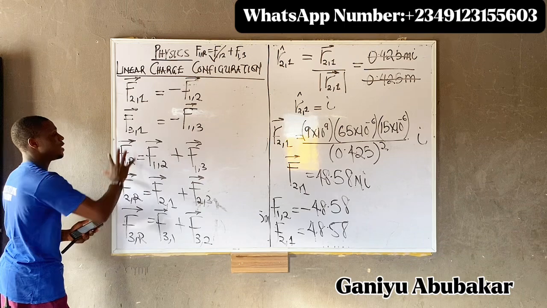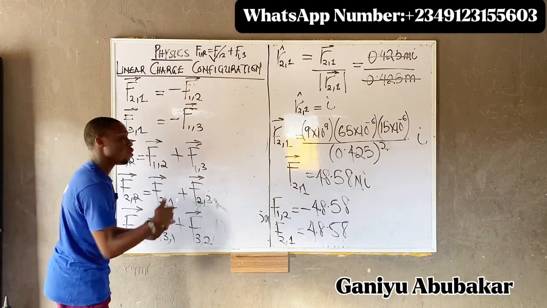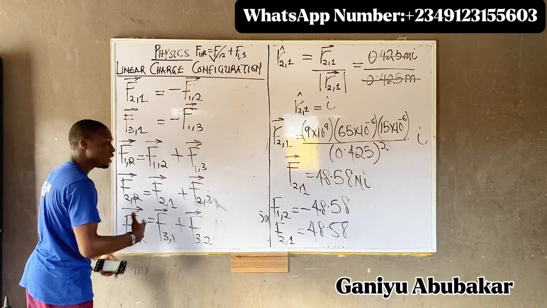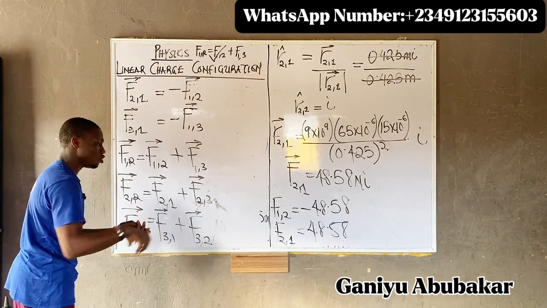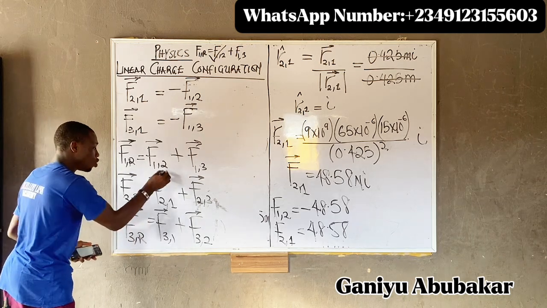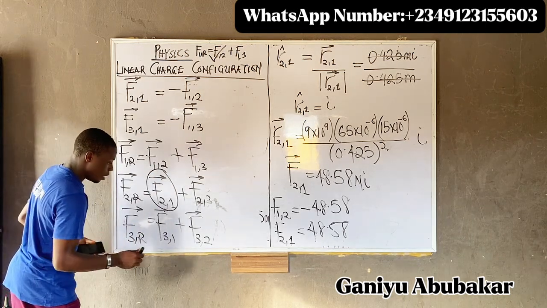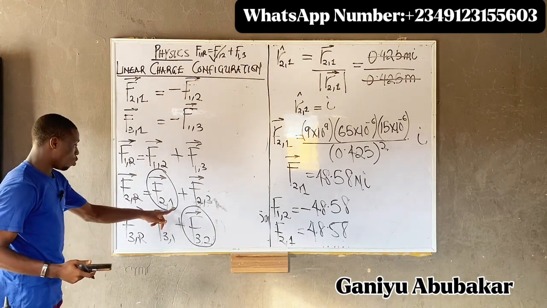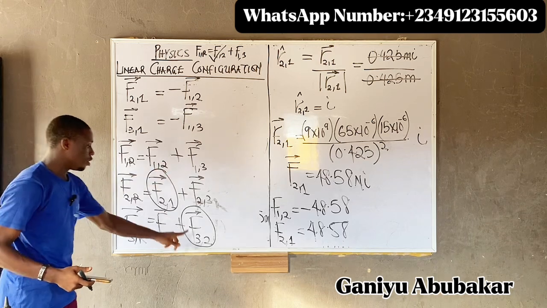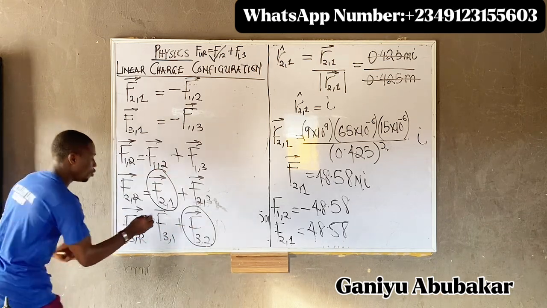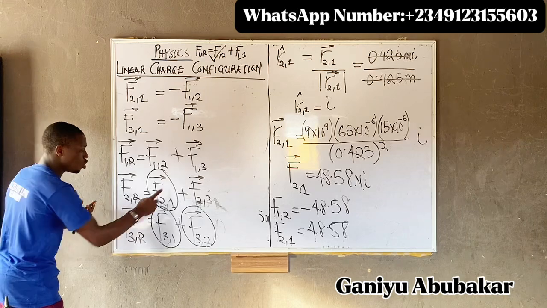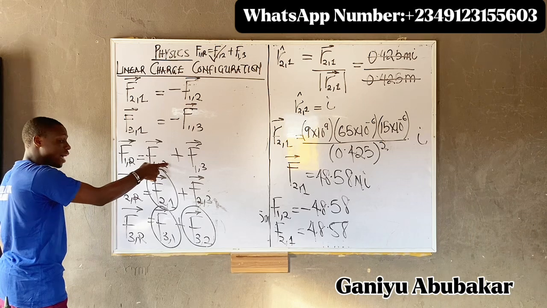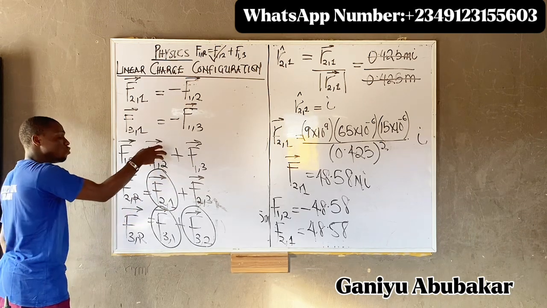Now here is it. If you are asked to find everything in exam, the lecturer doesn't expect you to get F12, F13, F21, no, you are taking your time. He expects that you should know that all I'm looking for is just F21, F32 and F31. So you are just looking for just these three values. If I get the F21 value, to get F12 is not hard. The value that I got here, just put negative.